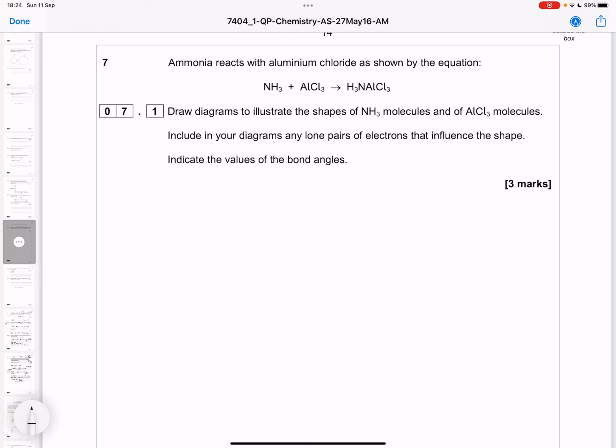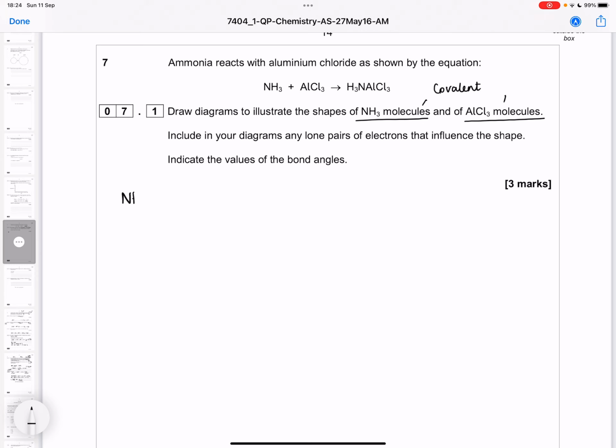Ammonia reacts with aluminium chloride as shown by the equation. Draw diagrams to illustrate the shapes of, and we've been asked for the shapes of the ammonia molecules and the aluminium chloride molecules, which is telling us that they're both, because they're using the word molecules, then they've both got covalent bonds. So we're looking at the shape of simple molecules using the VSEPR theory. So let's take each one at a time.